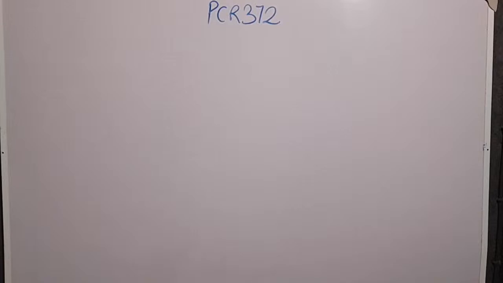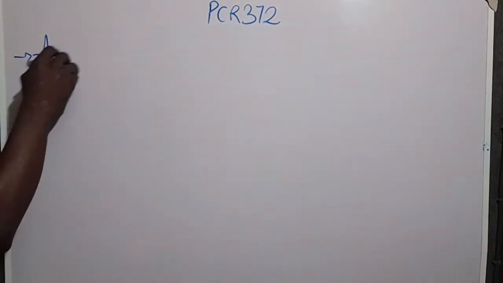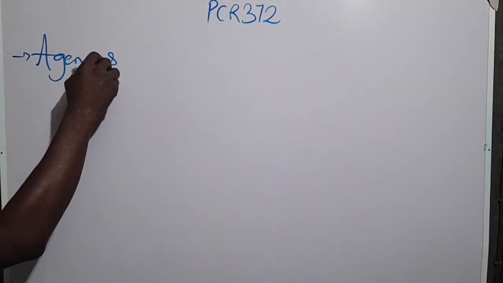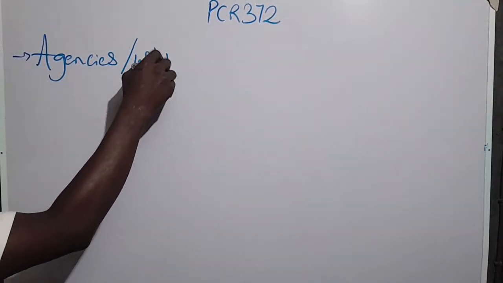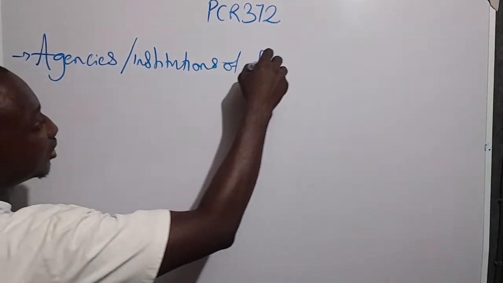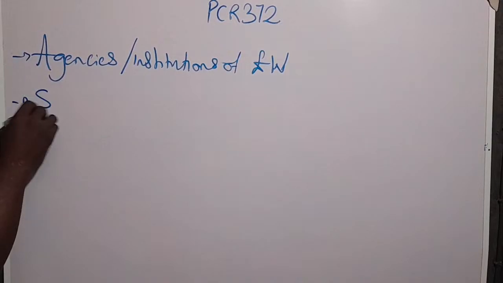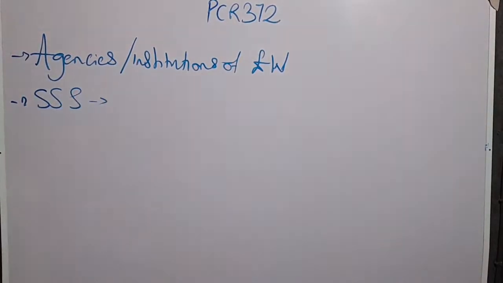So, what are the agencies? Let's quickly talk about the agencies/institutions of early warnings. Now, the very first one we have here is the SSS. Now, the SSS has a mandate. And what is the mandate?